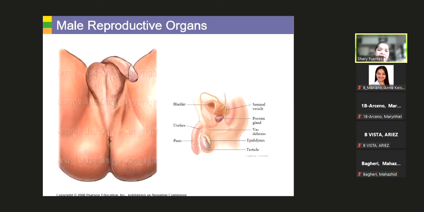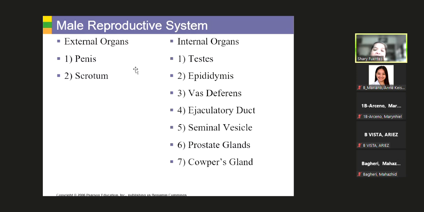Just go ahead, it's mixing. So this is the picture of the perineum of the male. That's the same as in the female, the perineal area before the anus. So this is the lateral view. We have mentioned all of these structures, the external organs and the internal structures.